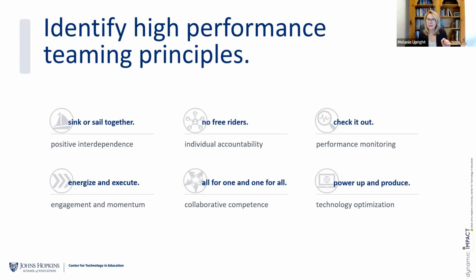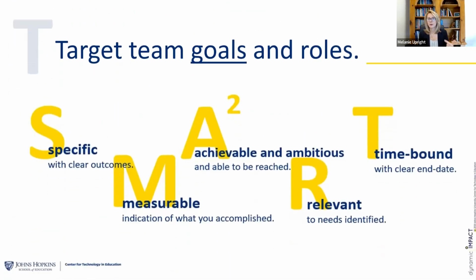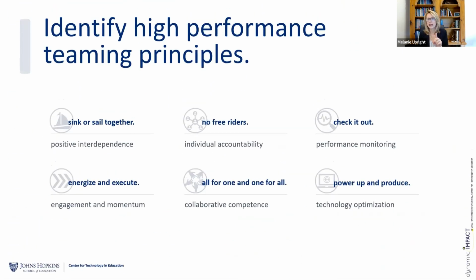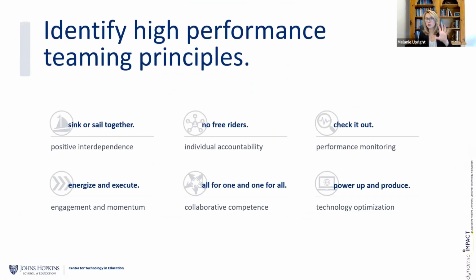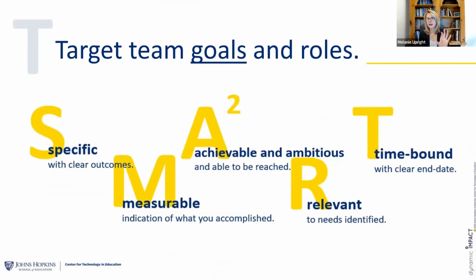Teams unpack these to understand, well, what does this look like, sound like, and feel like to engage with a high performance teaming principle. From there, they move into targeting a team goal. They select this team goal based on rating themselves in terms of where they see themselves currently implementing high performance teaming principles and these team operating standards. So they're using these concepts to then develop a goal.